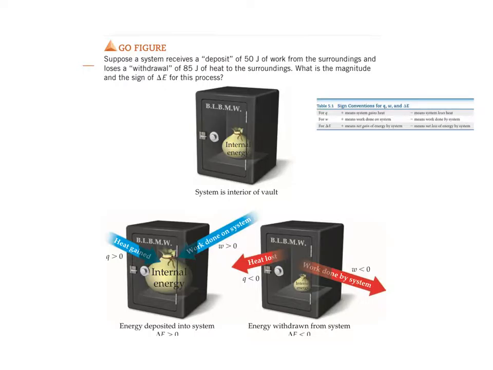Remember in our previous videos from before our test, we said we have to define the system. That's where things happen, and the surroundings is whatever is around that. So here we have a system that receives a deposit of 50 joules of work from the surroundings, and it loses a withdrawal of 85 joules of heat to the surroundings. What is the magnitude, that means the number value, of delta E, and what is the sign of delta E? We know that our change in internal energy is equal to the heat that goes in and out, plus the work that goes in and out.